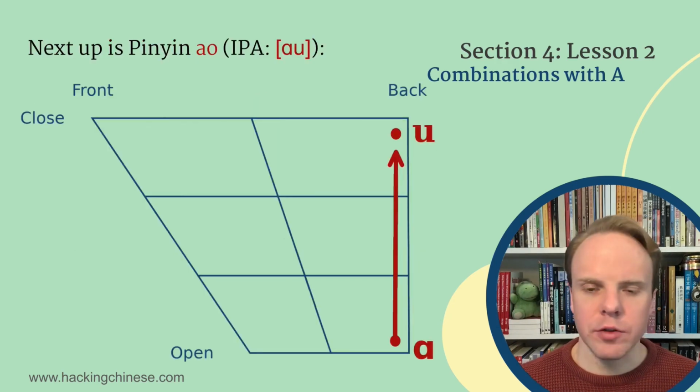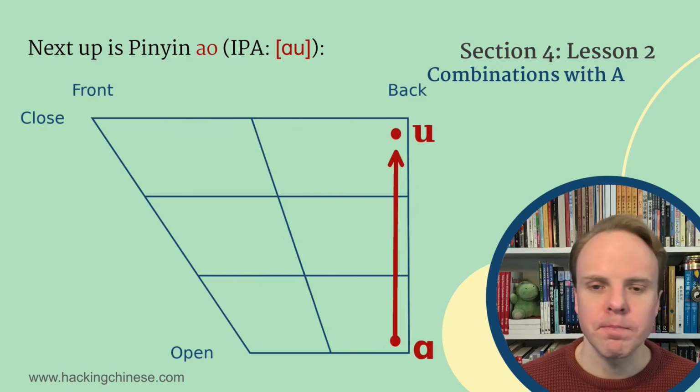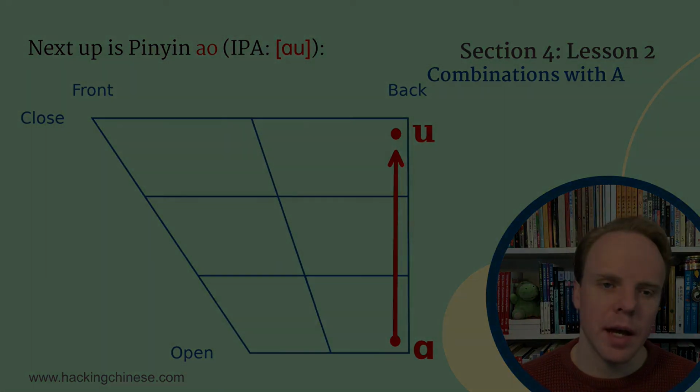So let's move on to the next one. And all the ones we're dealing with in this lesson, all of course start at the bottom with these a sounds. That's why they are in this lesson. So the next one is spelled a-o in pinyin.